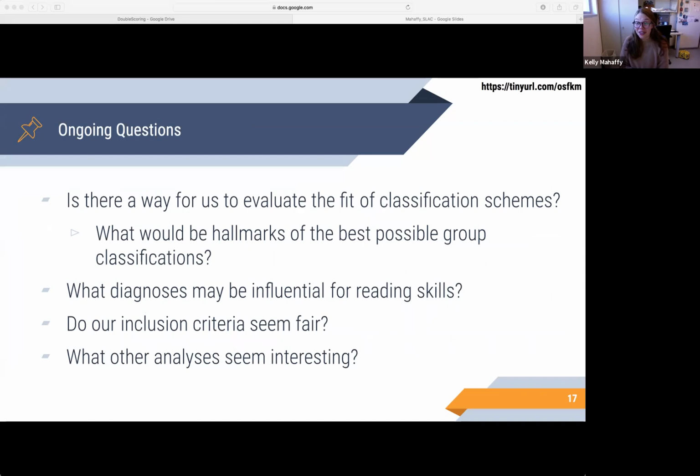One of my biggest ongoing questions is, is there a way to evaluate classification schemes? Is there some hallmark of best fit when you're thinking of grouping outside of the means of the reading comprehension or your outcome variable? Other things that we were interested in thinking about are what diagnoses might be influential for reading ability. Is there something that we should be including that we're currently excluding, or should be excluding that we're currently including? If our inclusion criteria seem fair, and what other analyses seem interesting.